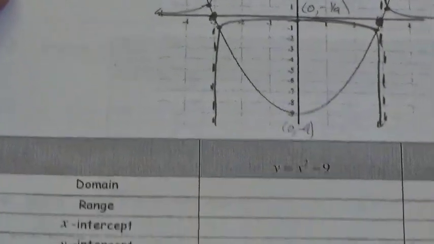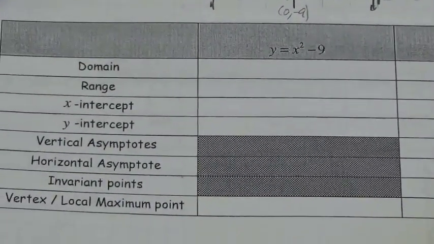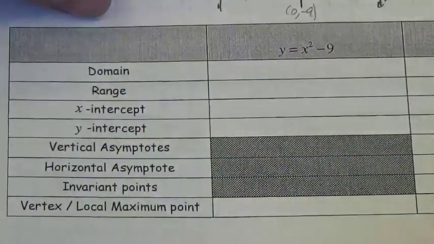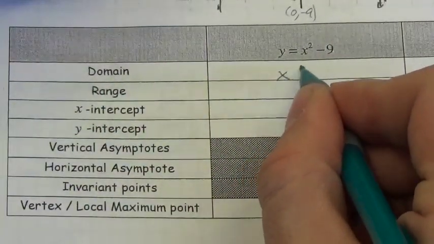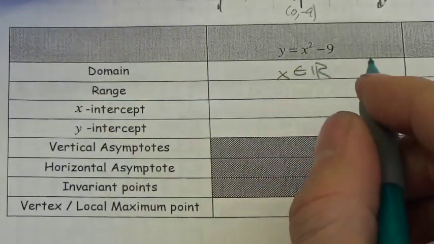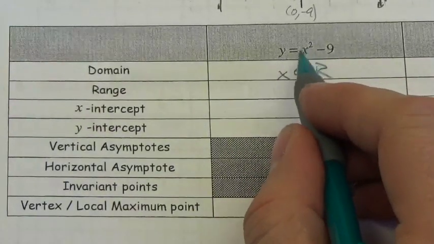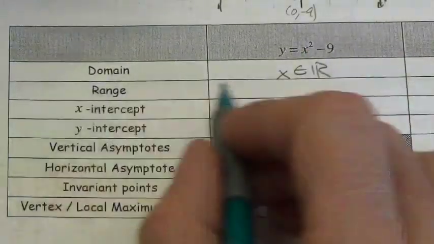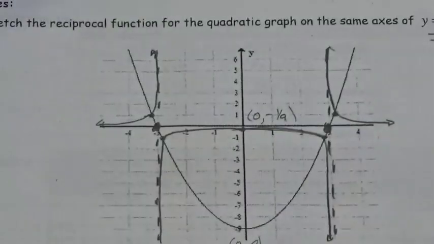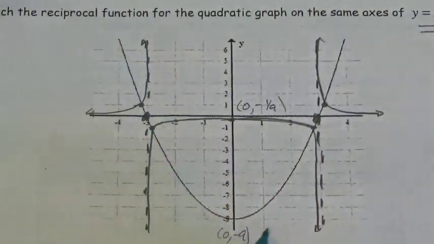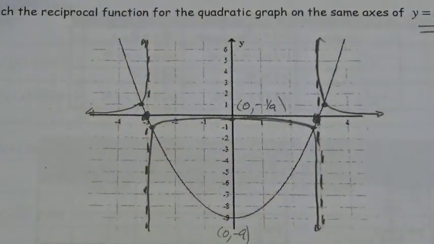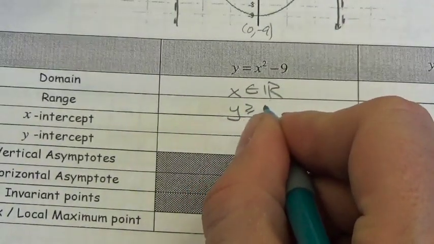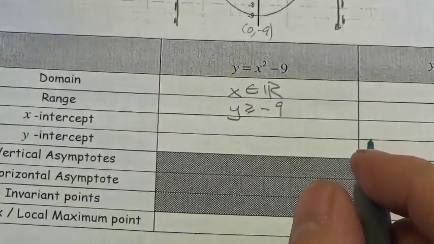Now, let's take a look at the different properties here. We're going to run through these. The domain of y equals x squared minus 9, that was the original. Well, the domain was all reals. There isn't a real number out there that you couldn't square and subtract 9 from. The range, we'll look back at what the original function looked like. It hit a minimum down here at the vertex 0, negative 9. So that means my range is going to be greater than or equal to negative 9.